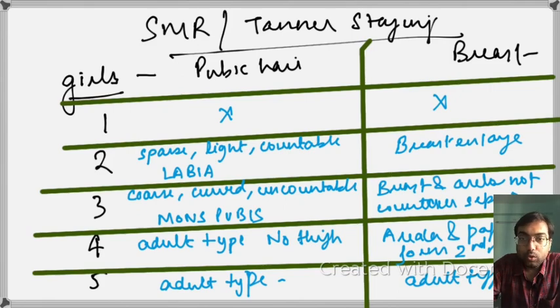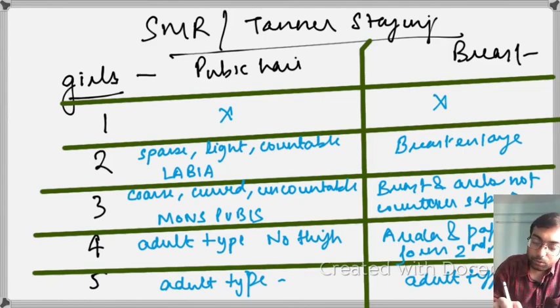In stage 2, the hair will be sparse, straight, light, and countable. You can count the number of hairs on the pubic area. In stage 3, the hairs will become curled, darker, and uncountable. You cannot count. In stage 4, the hairs will be like the adult distribution, but will spare the thigh. And in stage 5 it would be like adulthood. So these are the hair patterns.